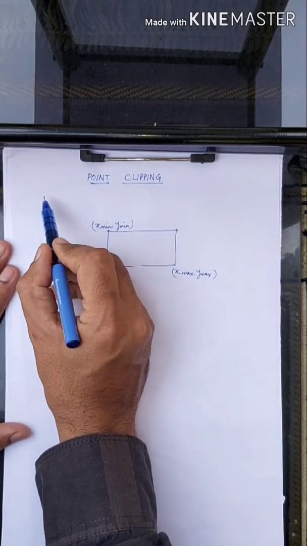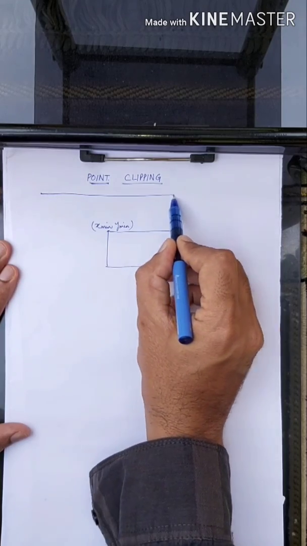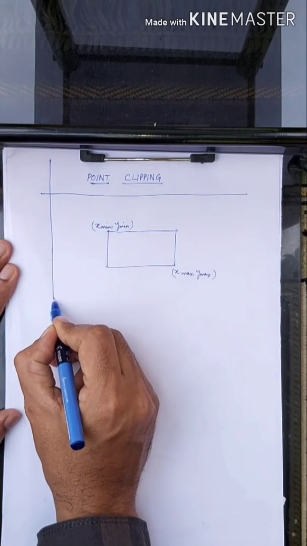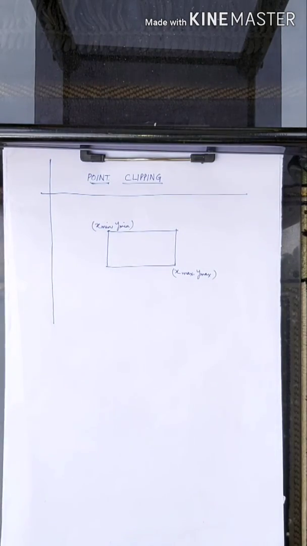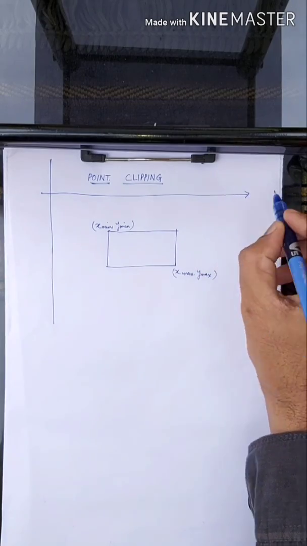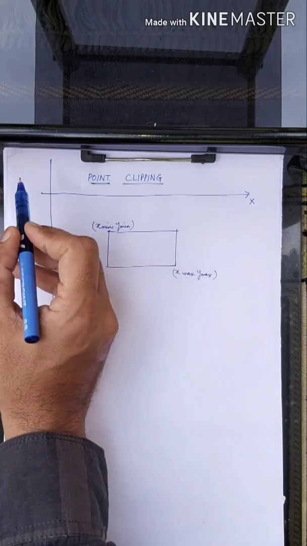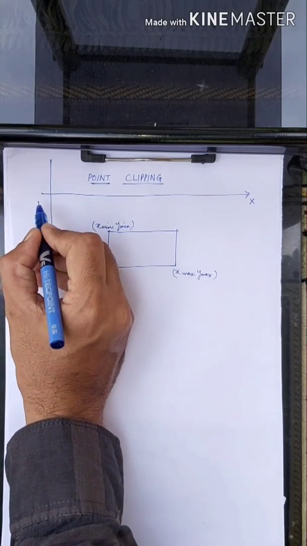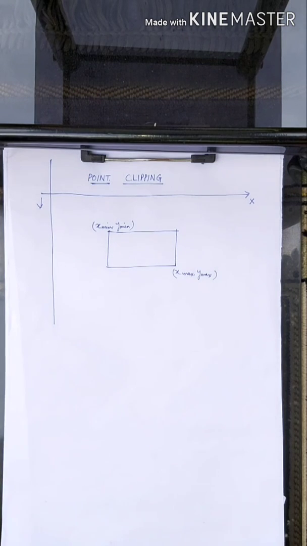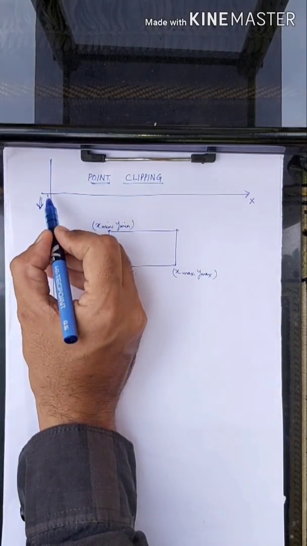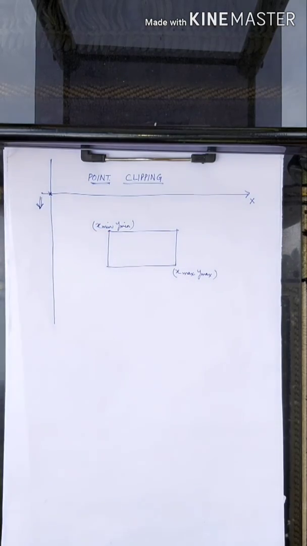Before we start studying how to clip a point, let's take the Cartesian coordinate system. This is the standard horizontal direction called x-axis, and there is a change. Usually y direction is in the upward direction, but if you are studying through a computer monitor or television screen, y coordinate will be increasing in the downward direction. So this is the origin of the frame.